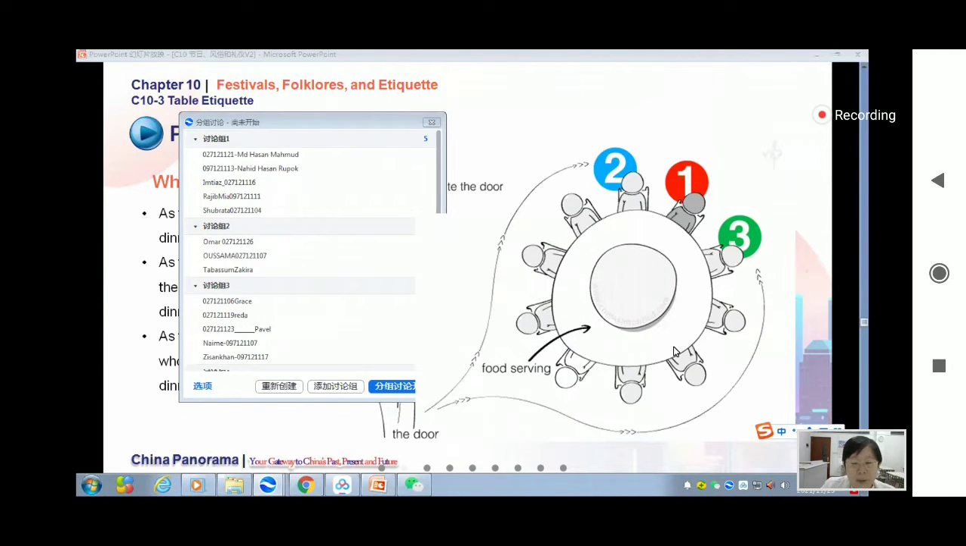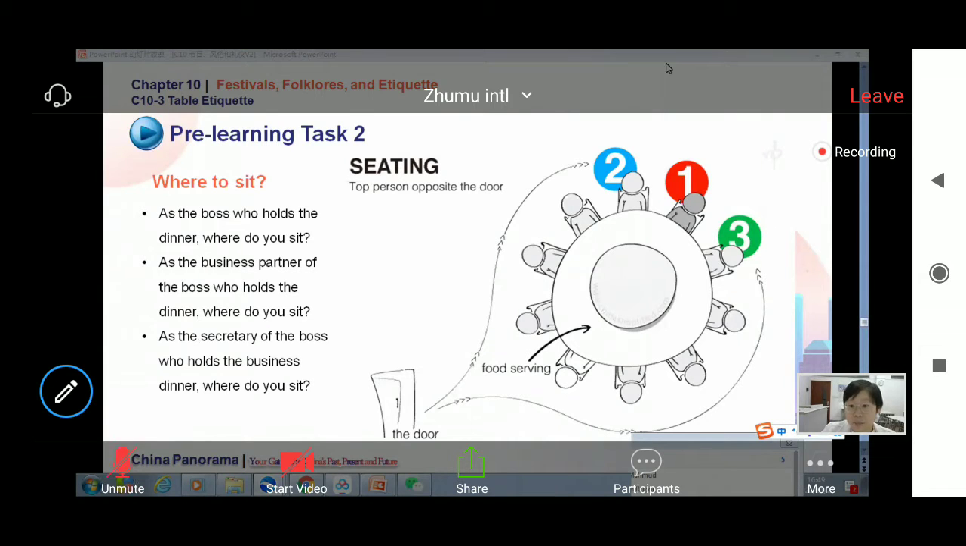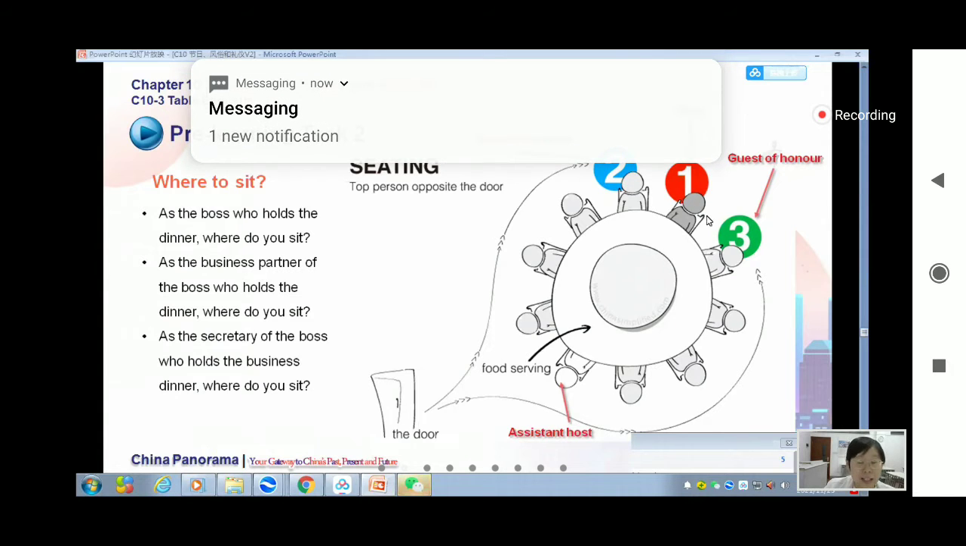Okay. So the most important person at the dinner, the boss who hosts the dinner, sits here, the host. And the guests of honor sit beside the host, here and here. They cannot sit here, too far away from the host. But if there are only 3 or 4 people, maybe they may sit here. But if there are more people at the dinner, the guests of honor sit next to the host.